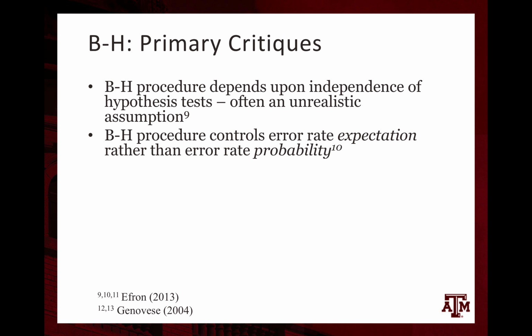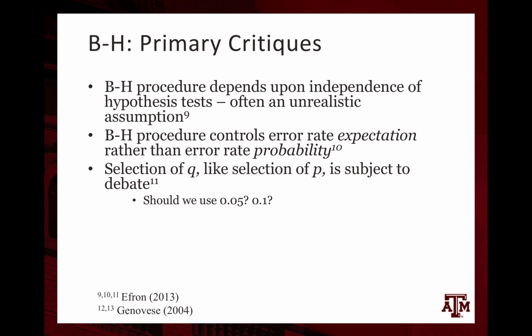The second thing is that the BH procedure controls an error rate expectation rather than an error rate probability. This isn't necessarily a critique as much as it is just a point about the procedure, but one alternative method that we're going to see in a few minutes is going to be Bayesian. And so Bayesian procedures tend to focus more on probabilistic outcomes, and so the author is just pointing that out. In addition to that, the selection of Q, much like the selection of P, is something that's subject to debate. So there could be a question of, should we use 0.05? Should we use 0.1? That's something that reasonable people could argue about for 15 minutes.